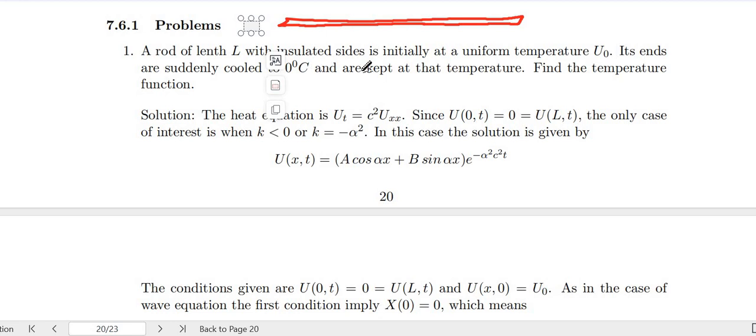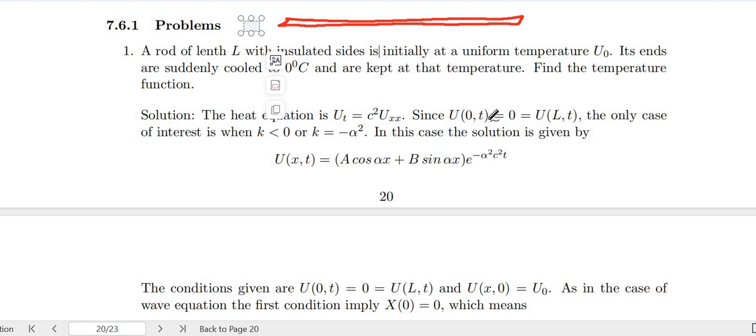Its ends are suddenly cooled to 0 degrees and are kept at that temperature. Suppose you can assume that this rod is kept at room temperature. If you just keep a rod, every point will be at the same temperature, usually the room temperature or slightly changed, depending on the material. Then the left hand side and right hand side are kept at 0 degrees Celsius. Immediately the left hand point will assume the temperature 0, and the right cross section, every point, will assume the temperature 0. And we are keeping it at that temperature.